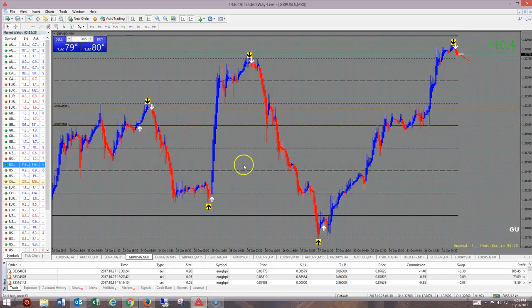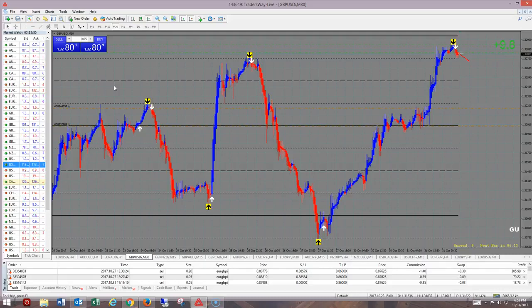Now the guy that developed this indicator, his name is Dennis. I can't pronounce his last name, but he trades in line with the market makers, so that's why this indicator is very effective. And when he developed it, it was mainly for the 1 minute time frame.